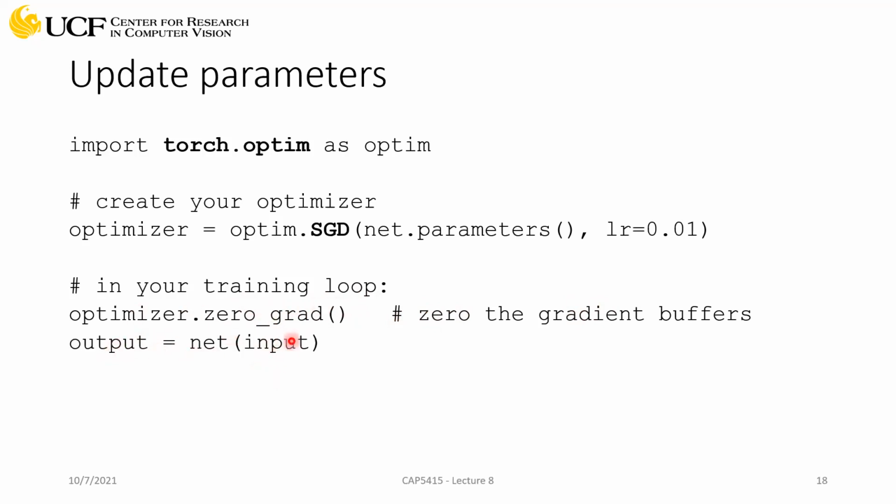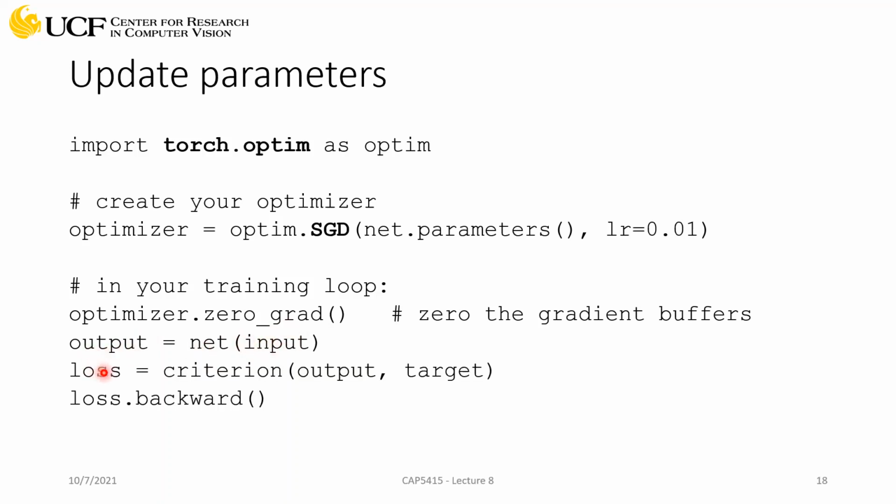Then you pass the batch as input to the network, and that will make the prediction. You compute the loss. We discussed this in the last slide. You do the loss.backward, and that's going to compute the gradients. And then you just use the optimizer you defined and call the step function. Whatever gradients were computed, it will update all the parameters in a single step.